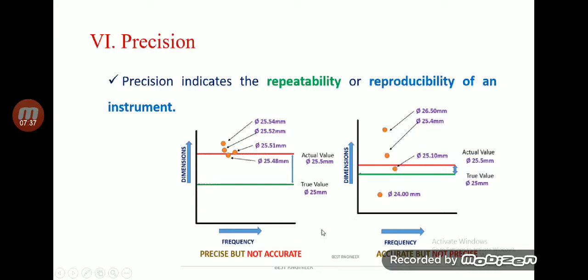See this picture, with the same parameters on the x and y axes. Here the error is reduced. So we can say it is more accurate but not precise because the values are not close to each other.